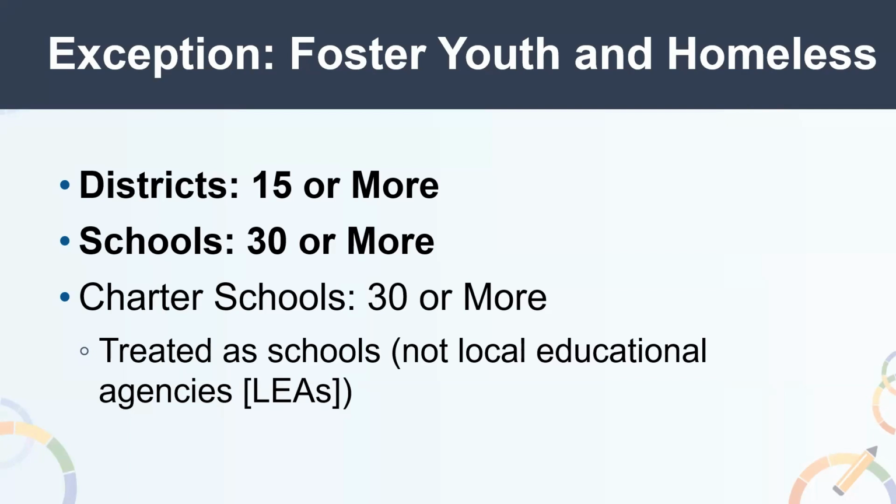At the school level, there must be 30 or more students in the denominator to be reported on the dashboard and held accountable. For these exceptions, charter schools are treated as schools, not LEAs. Therefore, charter schools will need 30 or more students in the denominator for foster youth and/or homeless student groups to be held accountable.